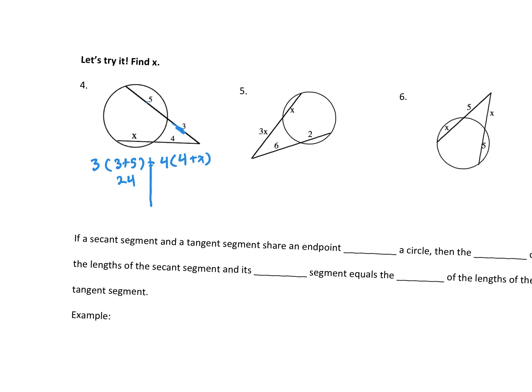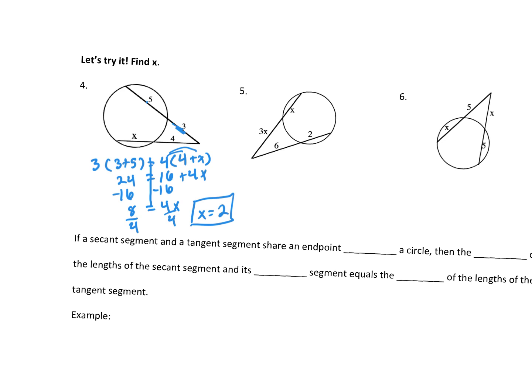I'm going to distribute my 4. So this equals 16 plus 4x. Subtract 16 from both sides. That makes 8 equals 4x. Divide by 4. Divide by 4. X then equals 2.